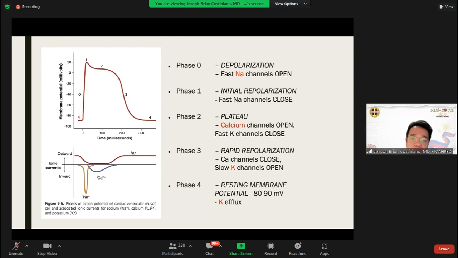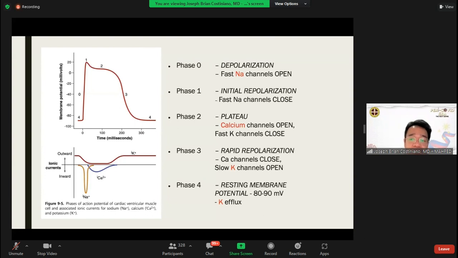Meanwhile, your phase 1 is your initial repolarization. Tingnan nyo yung parang dip. Nag-dip siya ng konti. That dip is because of the closure of your fast sodium channels. Now, your phase 2 or plateau is when your calcium channels begin to open. And the opening of your calcium channels will pull calcium ions going inwards into the cell. And then your fast potassium channels during your plateau will begin to close. Your fast potassium channels will close.